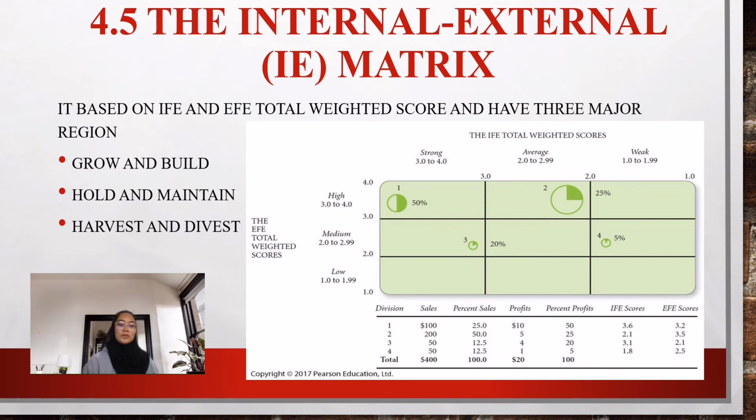The next one, region 2. The prescription for divisions that fall under region 2 falls into cells 3, 5, and 7, and it can also be described as hold and maintain strategies. Market penetration and product development are two commonly employed strategies for this type of division. And for the last one, region 3, the prescription for divisions in region 3 falls into cells 6, 8, and 9, and it can also be described as harvest or divest. Samsung Electronics has four major divisions that include semiconductor, display panel, consumer electronics, and IT and mobile communication.